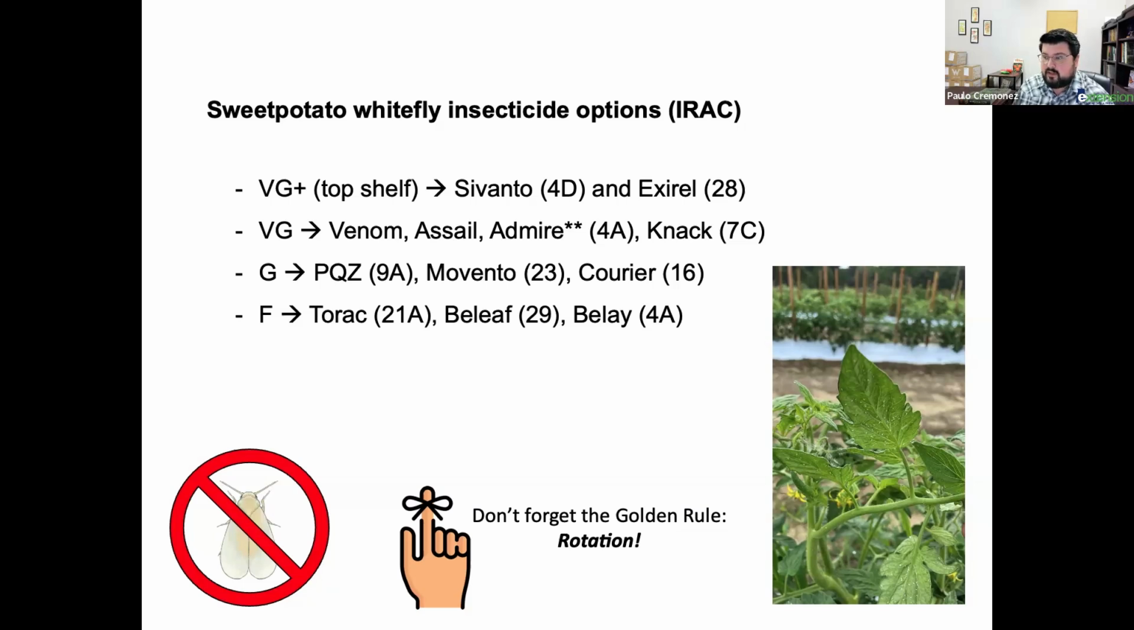Another set of very good options, depending on the population, is to use the neonics like Venom, Assail, and Admire. Although with Admire, we are seeing a little bit of tolerance growing up, so we need to study that. And you can also use an insect growth regulator like Knack. Good options include Pyrifluquinazon, Movento, and Courier, and some fair options you could use just for the sake of rotation are Torac, Belay, and Beleaf. But again, I'll stress this, and don't forget the golden rule: use them in rotation.